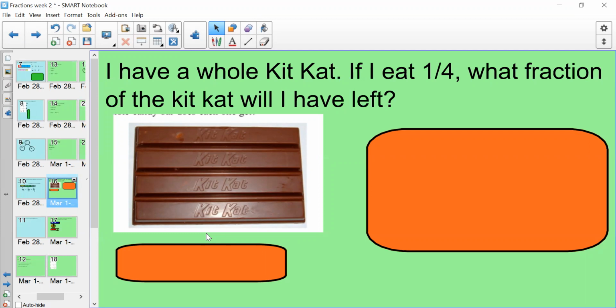You can obviously draw the Kit Kat on a piece of paper, or you can draw a different model to represent the Kit Kat. But I'd like you to find an answer. See if you can think of a number sentence that would match that word problem, and find an answer, and obviously write your answer in a sentence as well. So pause the video now and work through that problem.